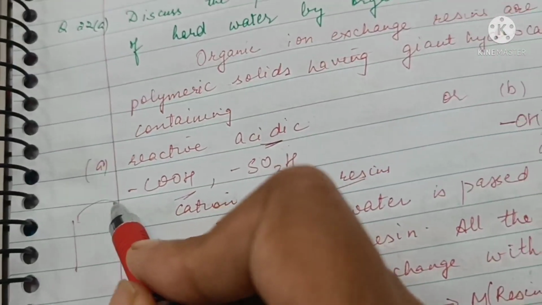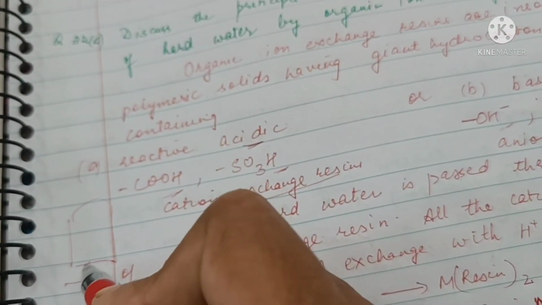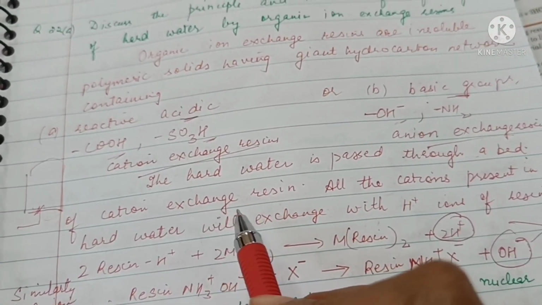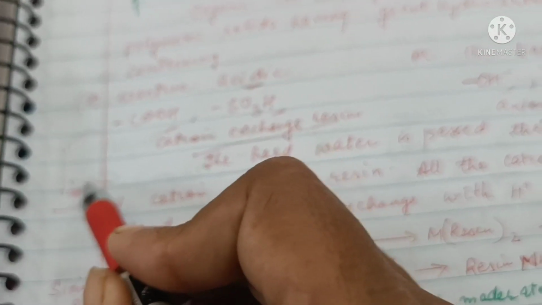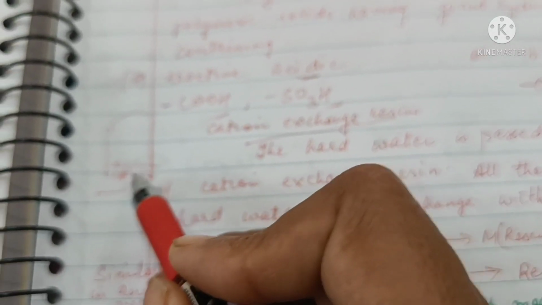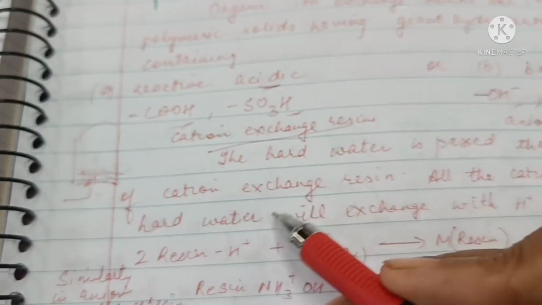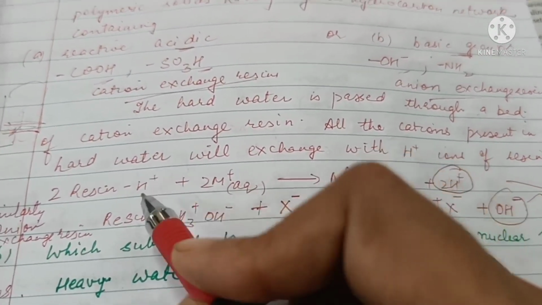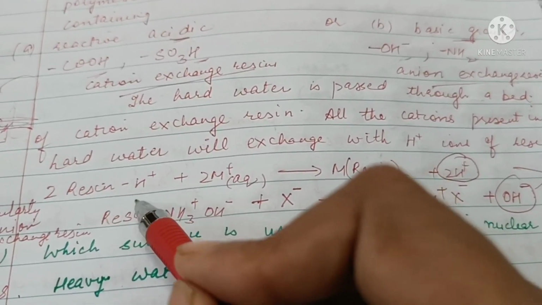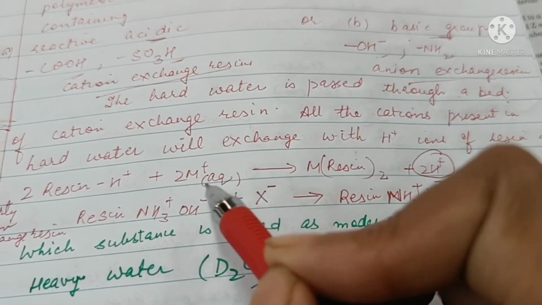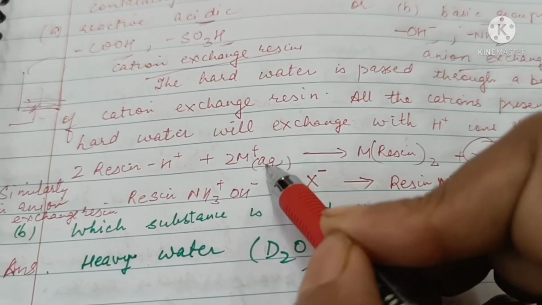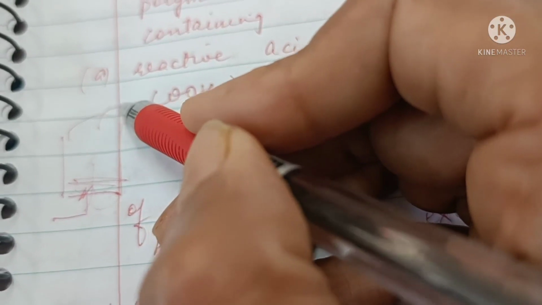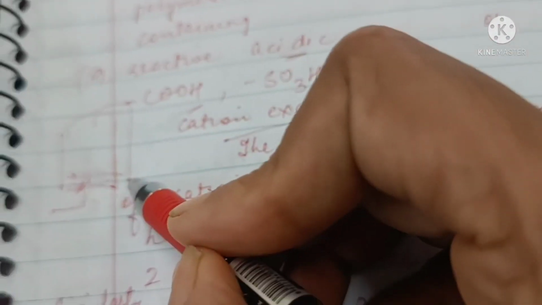So the hard water is introduced from the bottom of the cation exchanger. Here, when the cation exchange resin is present, as water rises up, it exchanges the hardness causing cations with the hydrogen of the resin. So hydrogen of resin will come into the water, whereas the hardness causing cation will go into the resin. So the water that comes out of this cation exchanger is free from hardness causing cations.